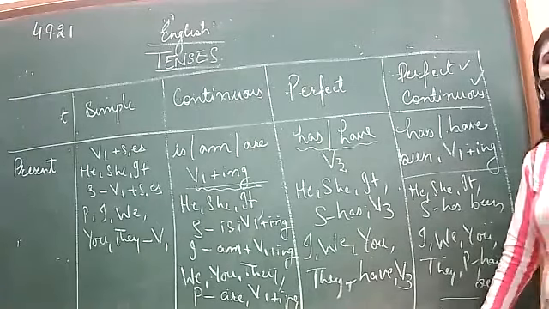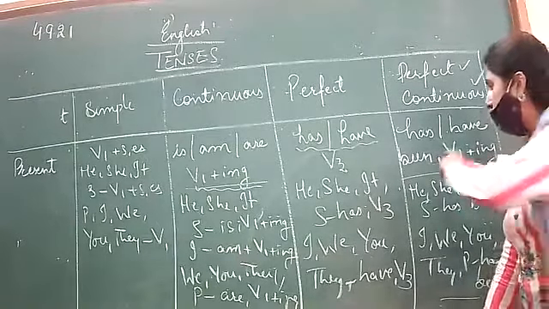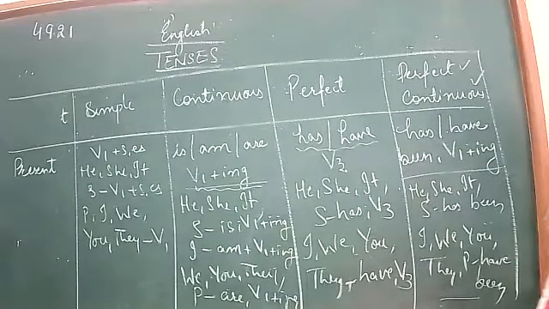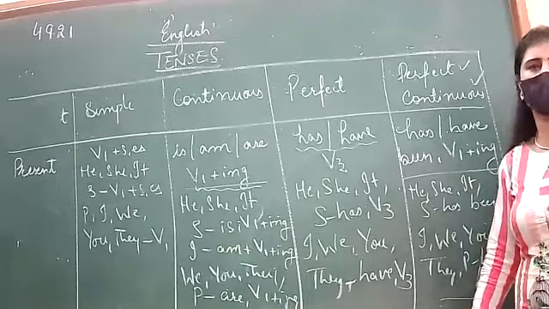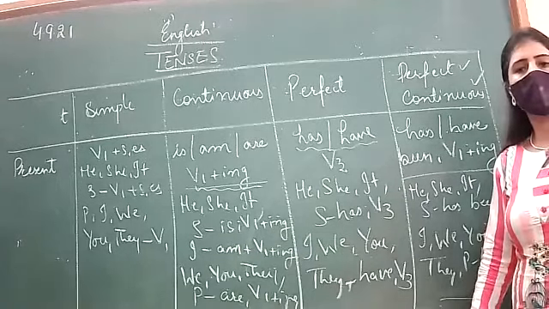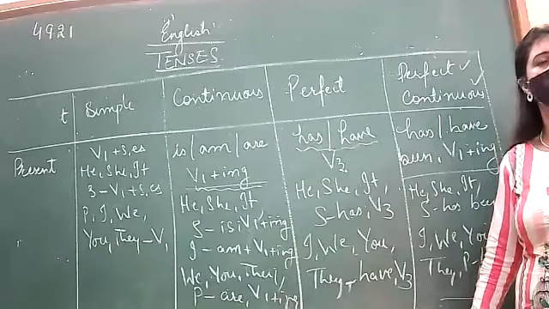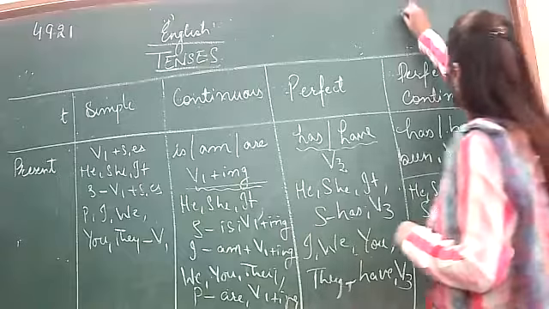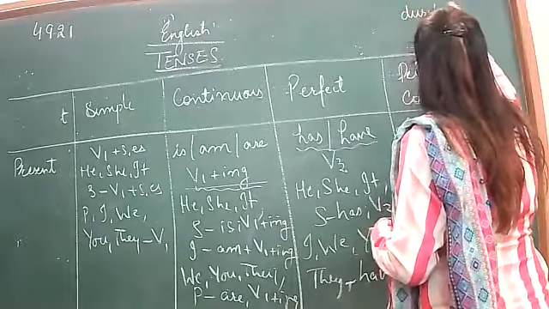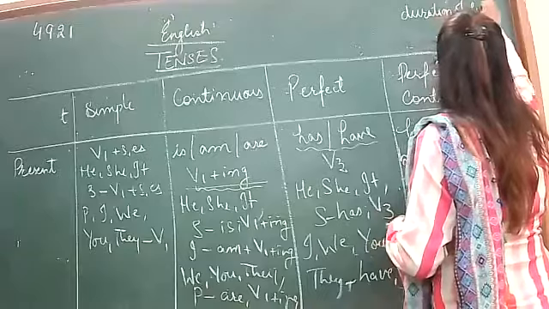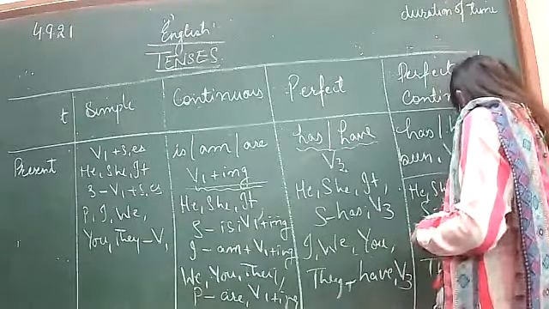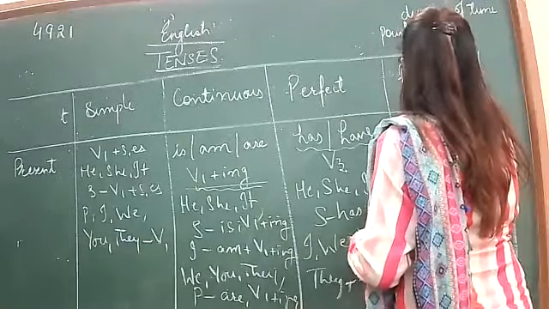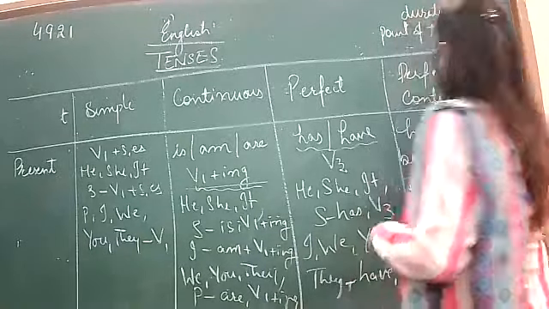Verb first form plus ing must be there. And along with that, mostly some point of time is particularly given, like the example I have given: he has been living in this house since 1947. Here I'm giving the point of time, that is 1947. So there are two types of times to be given. One can be the duration of time, and another one will be the point of time.